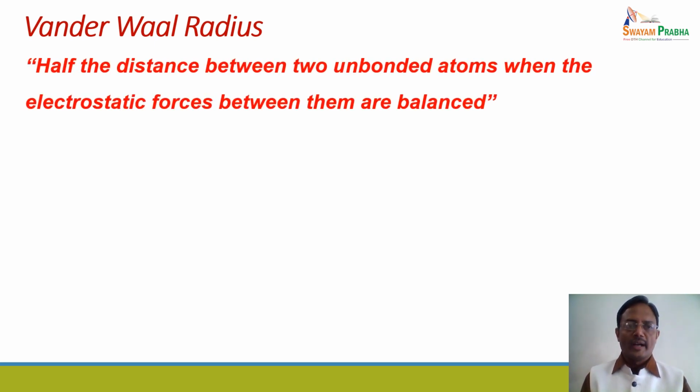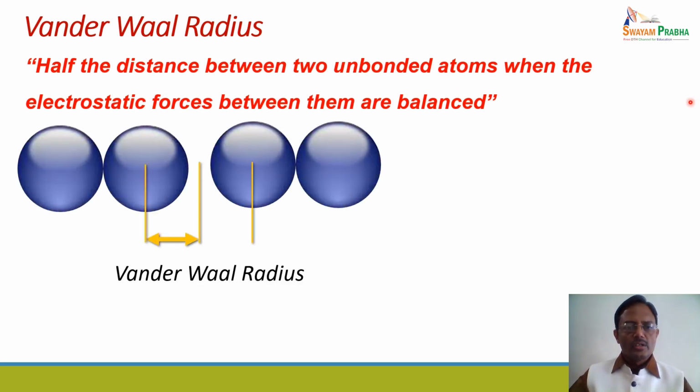This is defined as half of the distance between two unbonded atoms when electrostatic forces between them are balanced. Let us try to understand this. Here is one molecule and this is a second molecule. When these two molecules start coming closer to each other, they cannot come closer than a particular distance. So whatever the distance between the nuclei of these two unbonded atoms is, that is the van der Waals distance, and half of that is called the van der Waals radius.